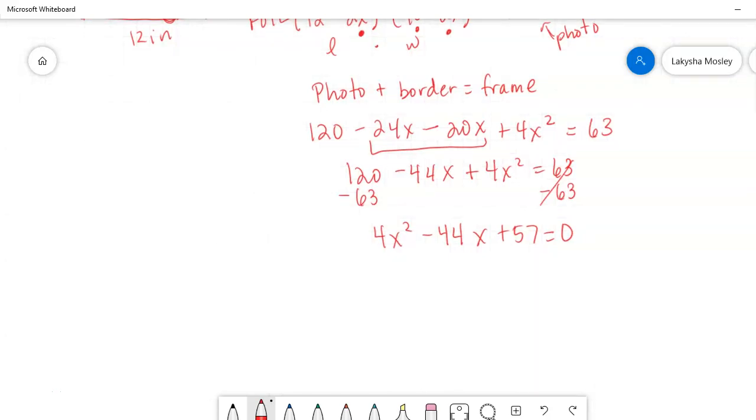So again, I'm going to show the way I factor. So the factors of this a term is 1 times 4, 2 times 2. The only way I can get 57, because it's a prime number, is 1 times 57. So I'm going to play with the 2 and 2. So I'm going to have 2x in the front, because when I multiply those first two together, that's 4x squared. And we just got to play with the placement of the 57.